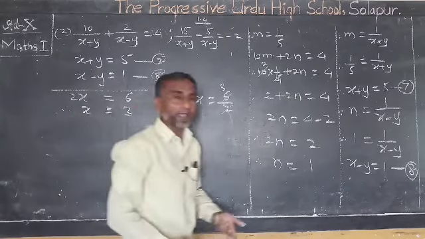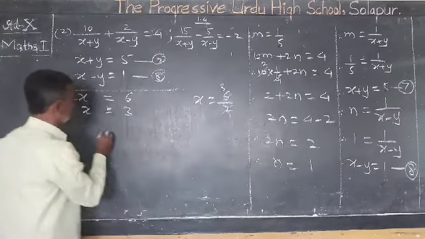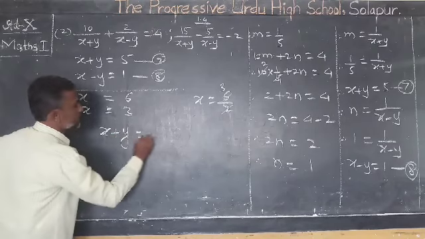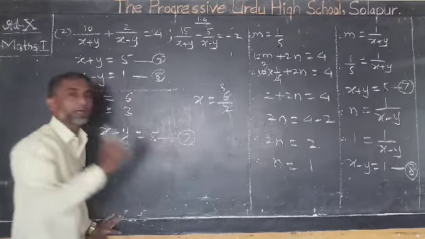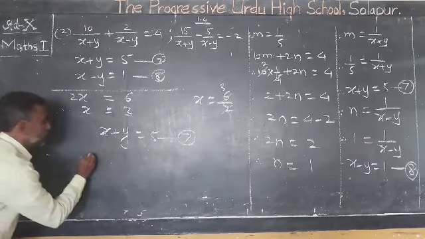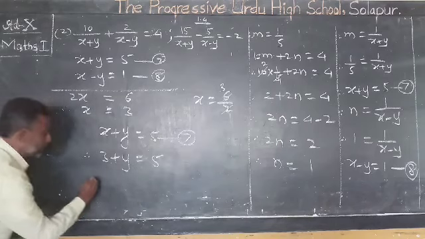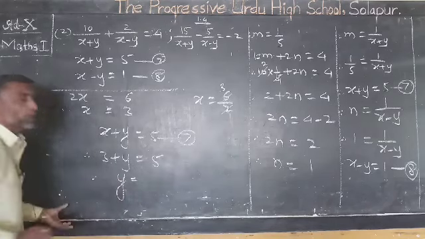Now, put this value of x in any of the equations 7 or 8. Write equation number 7: x plus y is equal to 5. This is equation number 7. Now, put x equal to 3 in this equation. Therefore, 3 plus y is equal to 5. Therefore, subtracting 3 from both sides.